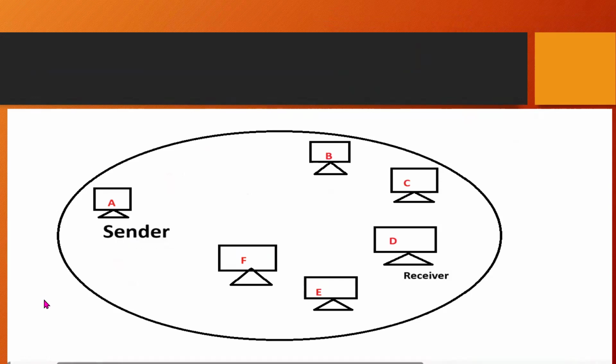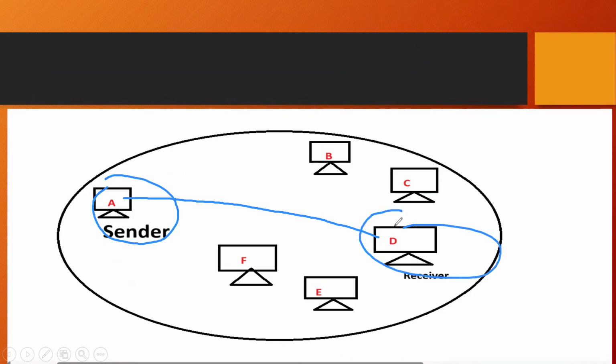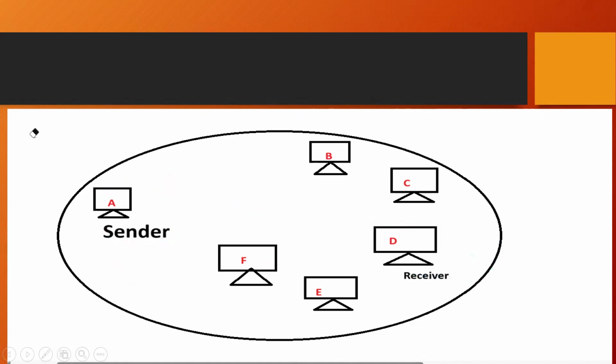You have one server, right? That is the sender server. It has to communicate with this, and assume you are in the same network. So my network is not a different network, it is the same network, right? I am part of the same network, and I am trying to communicate with this receiver. So computer A wants to communicate with computer D, or machine A wants to communicate with D.